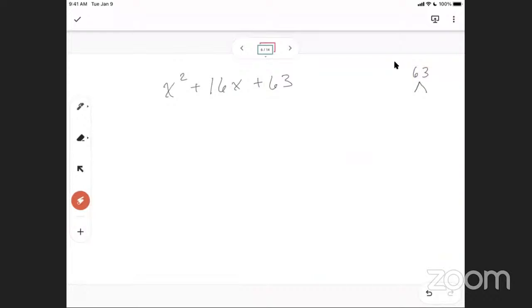7 goes into 63. 7 and 9, right? Like I just talked about. It's divisible by 9 because the sum of the digits of 63, 6 plus 3, is divisible by 9. You understand that? Let me go over the divisibility rules real quick, because a lot of times they don't teach this anymore.